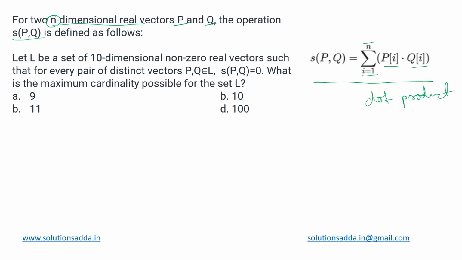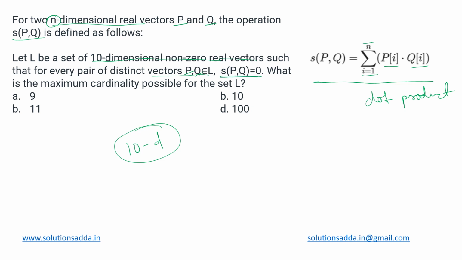So given this operation, we are having a set L, which is a set of 10-dimensional non-zero real vectors, which basically means that we are having a 10-dimensional space, and for that there are corresponding vectors in that, such that for every pair of distinct vectors P and Q in this space L, which means from this 10-dimensional space L in which we are having a set of those 10 non-zero real vectors, we are taking up two vectors at a time represented as P and Q such that their operation S of P and Q gives 0.